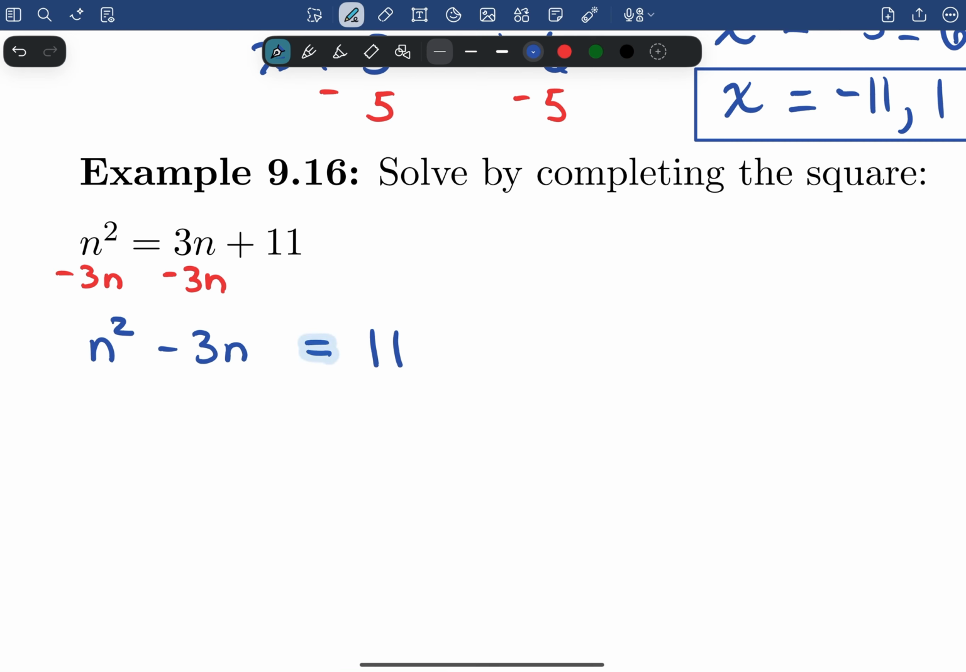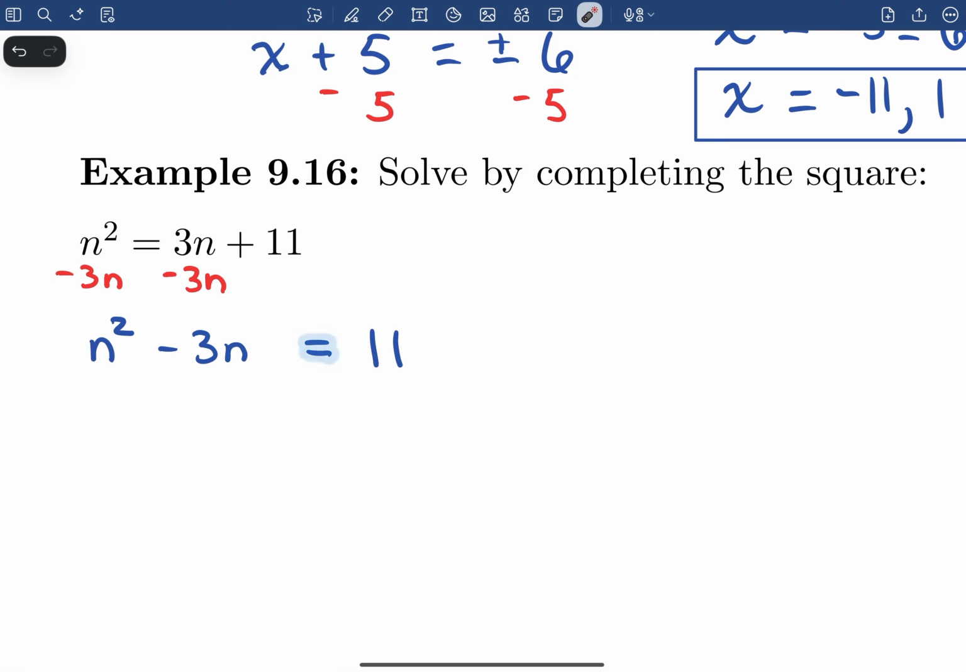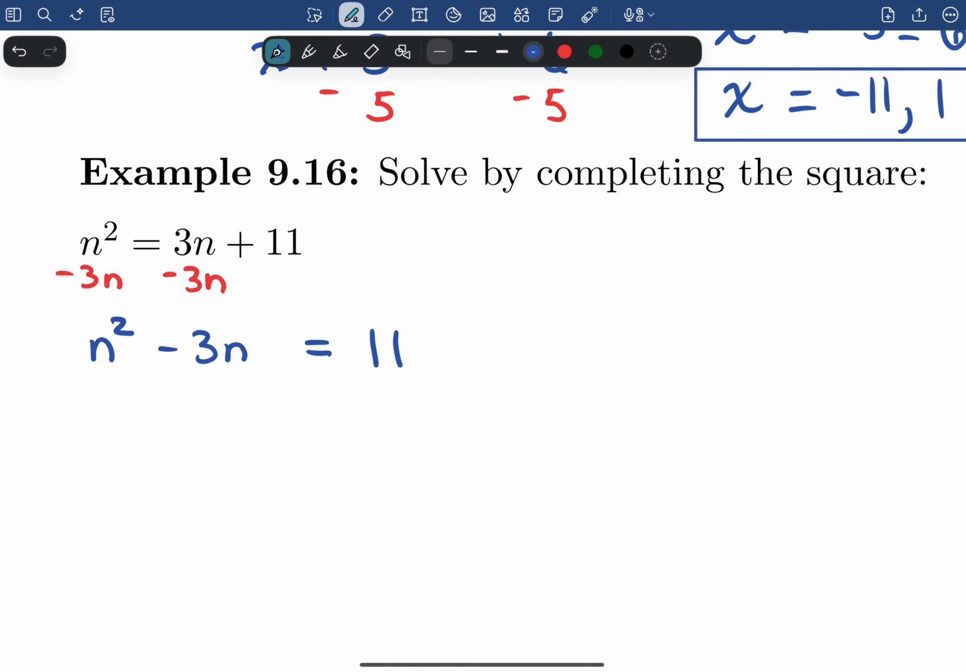I'm now ready to complete the square. And I need to find the b value first. Identifying the b value, that is negative 3. That's with the variable to the first power. Okay, so I take negative 3, and I divide it by 2, and I square it like this. Now, negative 3 divided by 2 comes out to negative 1.5. I'll keep it in fraction form, like negative 3 halves here.